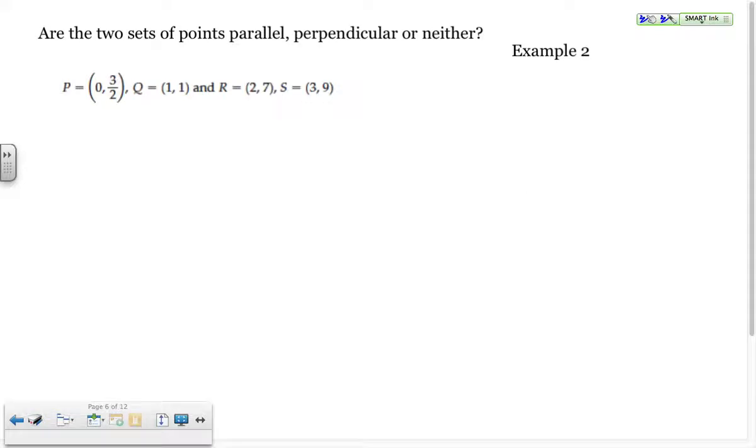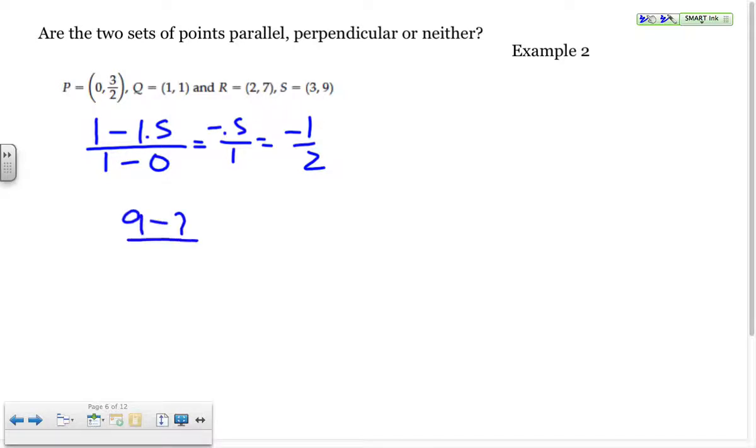Okay, example 2. Are these two sets of points parallel, perpendicular, or neither? So to complete this problem, we must find the slope of both of them. So let's do that. So I have 1 minus 3/2, which I'm going to put as a decimal because it's easier to deal with than a fraction, and then 1 minus 0. So I end up with negative 0.5 over 1, which is negative 1/2. That's my first slope. The second one, we're going to go 9 minus 7 over 3 minus 2, which gives me 2 over 1. All right. So now, this is negative 1/2, and this is 2.